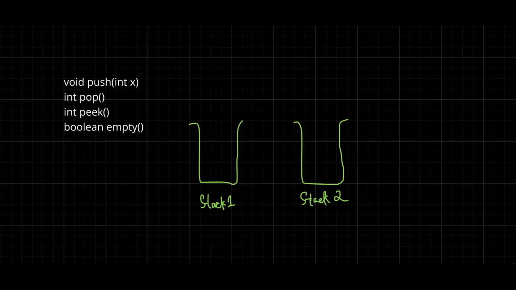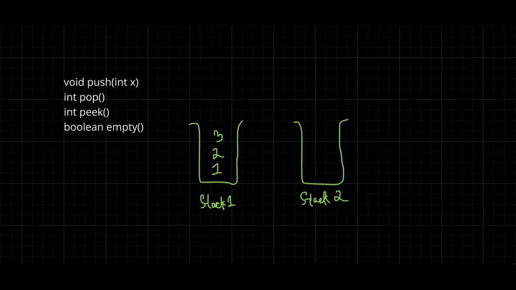Let's first take the first method, which is push. Here it will simply push one element into the queue. So we can simply push the element into the stack. Suppose we have pushed element 1, then element 2, and then element 3. So far so good, no problem at all. To implement the push method, we have to simply push the element into the first stack.